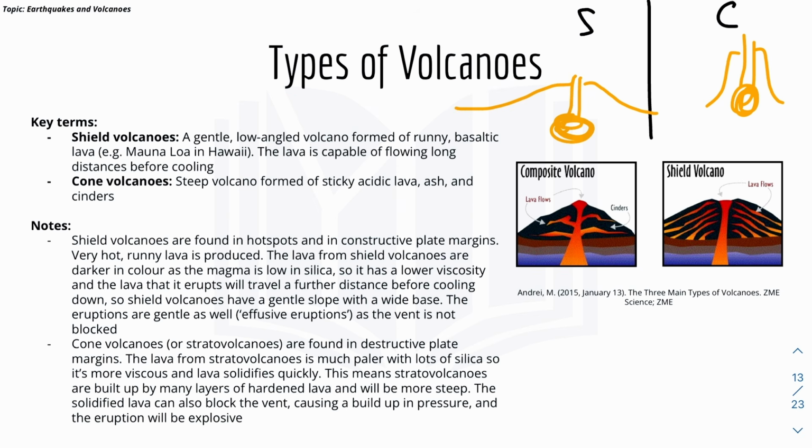The opposite of that is the cone volcano, or stratovolcano, which has a high silica content. This means that the lava or the magma is much more viscous. Therefore, the lava cannot travel far distances, so it will just become taller and taller. And you can have a read of the rest of the notes. And here's a photo to compare the shield volcano and composite volcano.